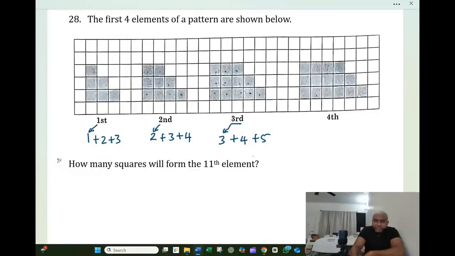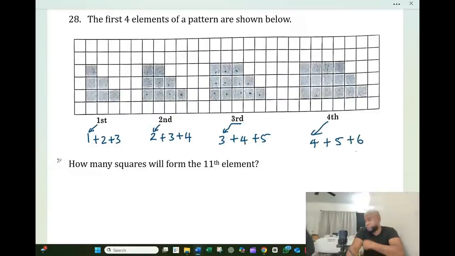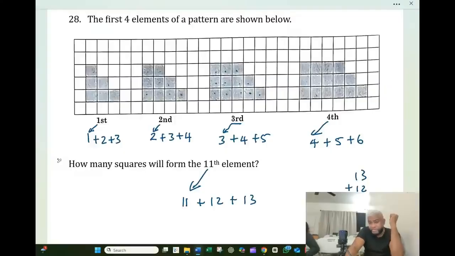All right. This last one here would be 4, the fourth rule. 4 plus 5, which will be the next number, plus 6, which will be the next number, right? So this is my pattern here. If you want to deal with 11, what will be the first number here? 11. What will be the next number? 12, followed by 13. So you have 13 plus 12 plus 11, which will give me what? 3 and 2 is 5, 5 and 1 is 6, 36. So this will be equal to 36 blocks.